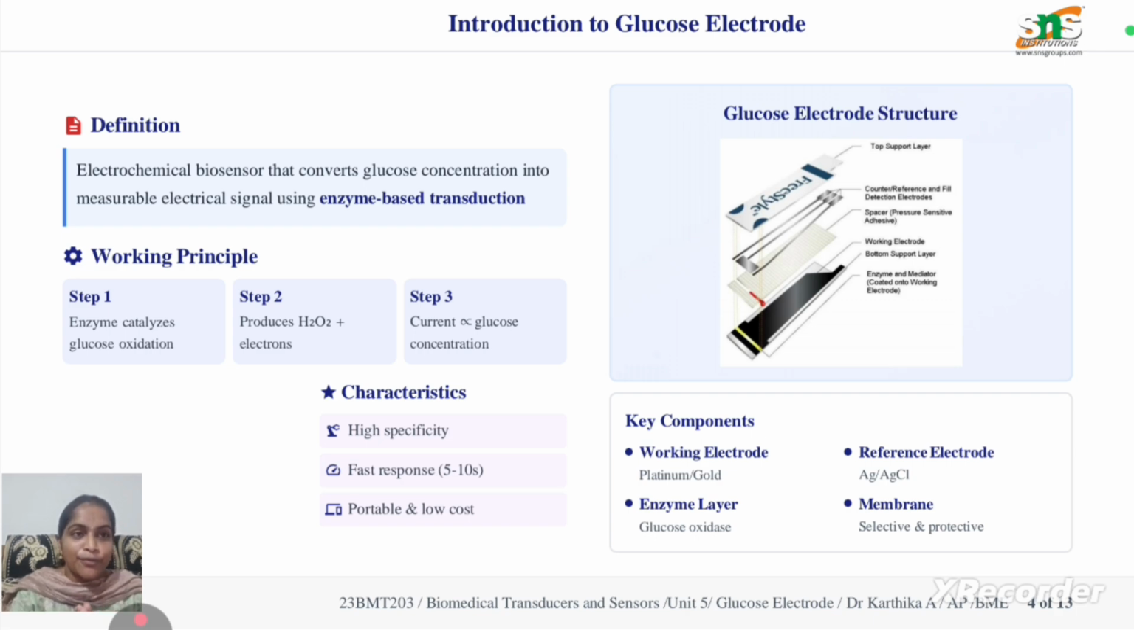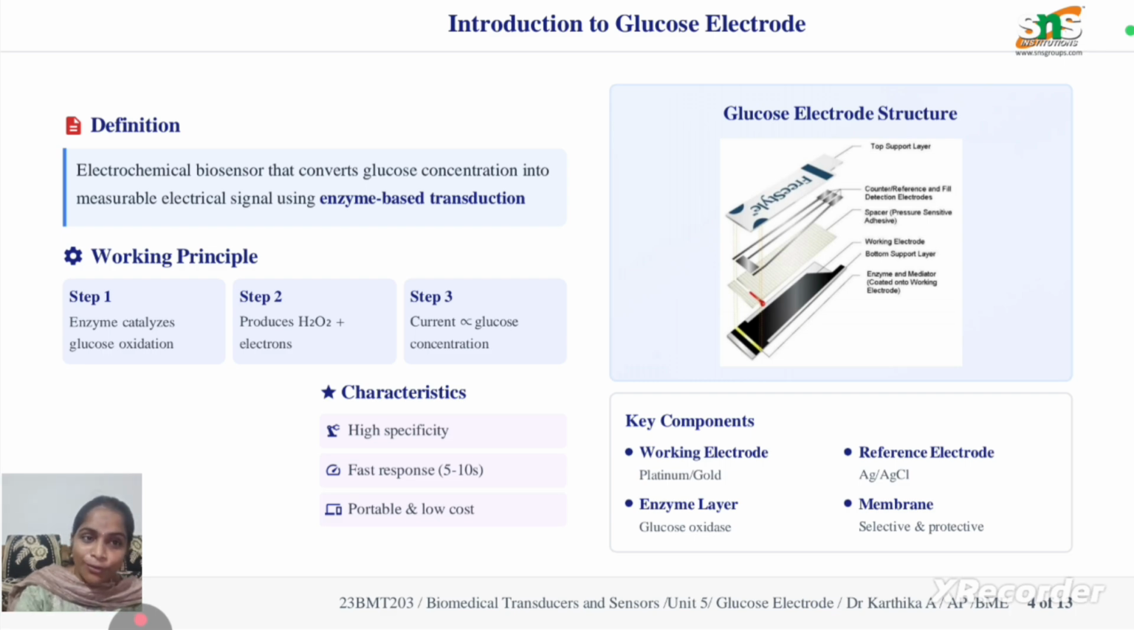See the diagram of glucose electrode structure and working principle. First step, enzyme catalyzes glucose oxidation. Step 2, it produces H2O2 plus electrons. Step 3, current and glucose concentration. Current is directly proportional to the glucose concentration present in our sample. The characteristics include high specificity, fast response, portability, and low cost.